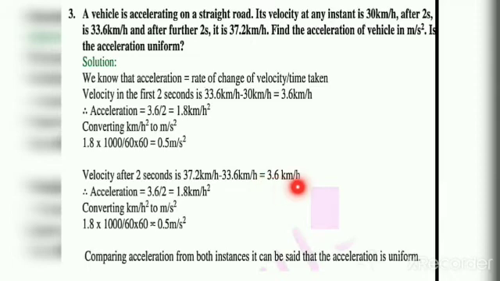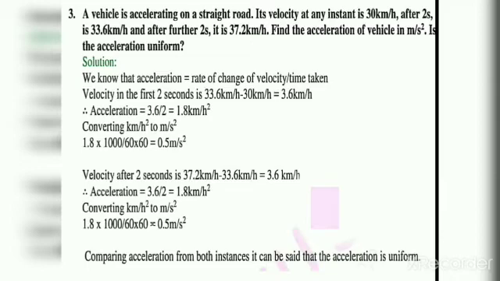That gives you 3.6 km per hour. Okay, so acceleration is the rate of change of velocity. The change in velocity is 3.6 km per hour and the time taken is 2 seconds. So 3.6 divided by 2, the same, 1.8 km per hour square. Converting kilometer per hour square to meter per second square, you get 0.5 meter per second square. Comparing the acceleration from both instants, it can be said that the acceleration is uniform. In the first case it was 0.5 meter per second square, and in the second case also the acceleration is 0.5 meter per second square. So it is a uniform acceleration.